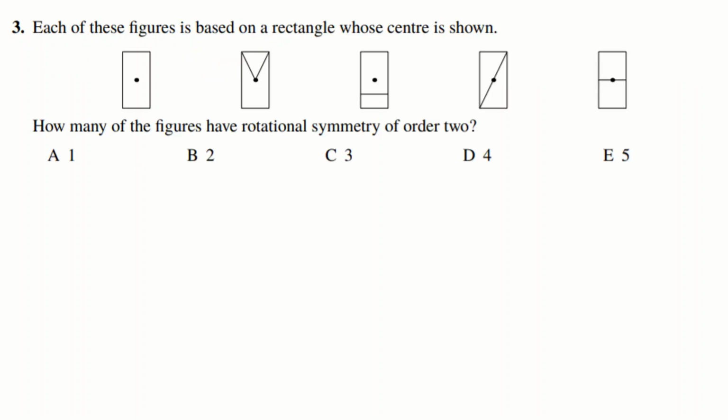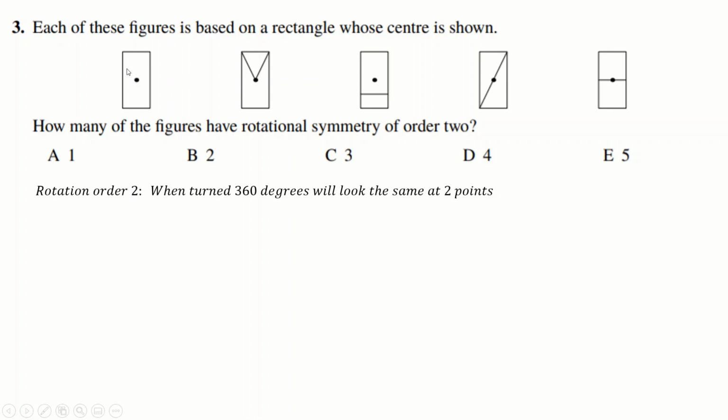Question number 3. So I was kind of surprised to see this question here. You need to know what rotational symmetry of order 2 means, which I don't think I would have known in year 7 or 8, but whatever. That just means if you spin it 360 degrees, it looks the same twice. So it's allowed to look the same after 360 degrees, which clearly this one will, but it also needs to look the same somewhere else. Now we can see this one, if it turns 180 degrees, it's going to look the same, and then it's also going to look the same after 360 degrees, so that one is fine.